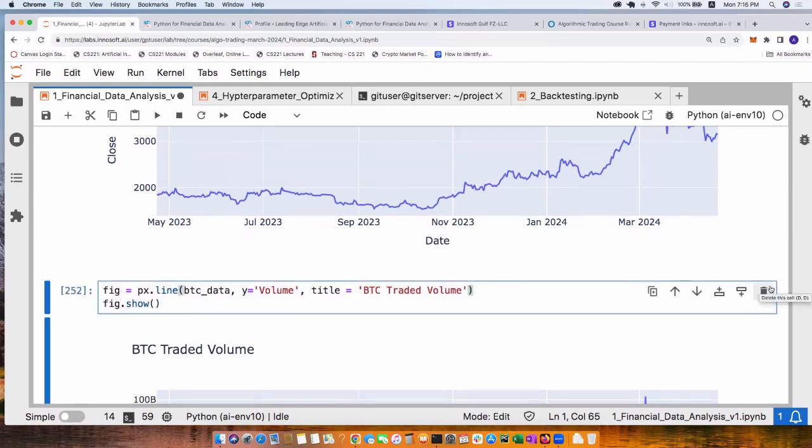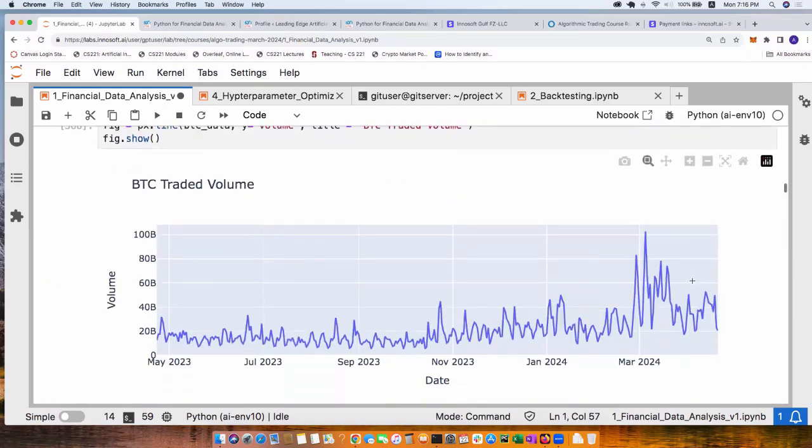You can also look at the volume. For instance, I might be interested in the trading volume for Bitcoin. Trading volume gives us a clear indication about how much interest there is in a particular asset. Notice that during the period where we are, there is a low volume. Usually, if it's a consistently low volume, you can expect the price to go down.